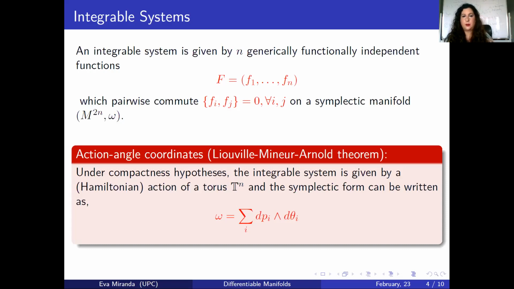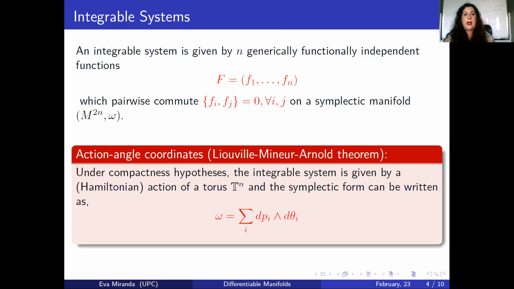I'm not the only one. Quite a lot of people do this. So the theorem is the following. Under compactness hypothesis of what? I need to assume that the fiber associated to this F, so F minus 1 of C, is compact. Then the integrable system is given by the Hamiltonian action of a torus, Tn. That's very interesting. That's a way to present the action angle coordinates.